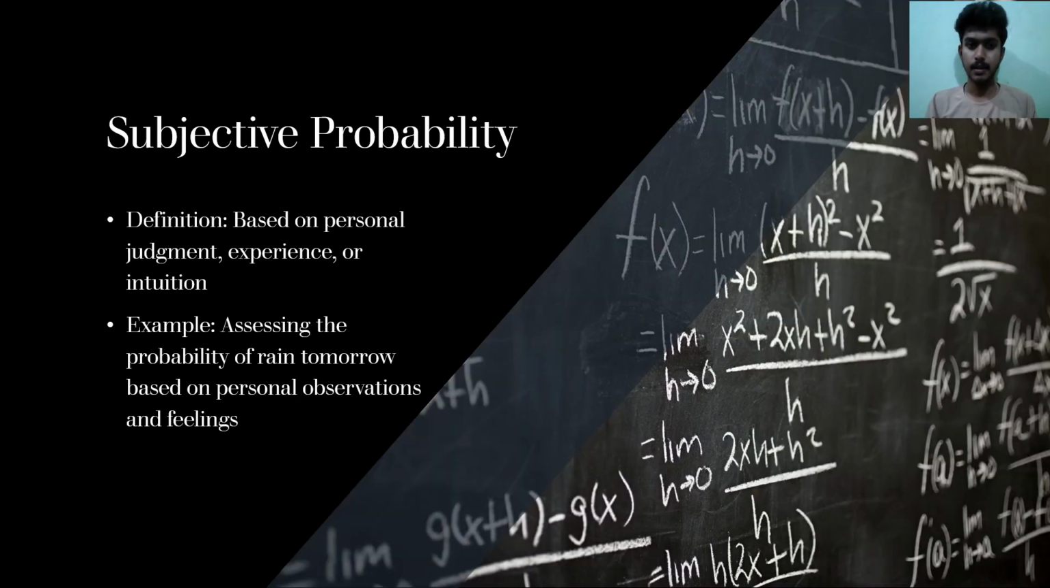Subjective probability definition: based on personal judgment, experience, or intuition. Example: assessing the probability of rain tomorrow based on personal observation and feelings.